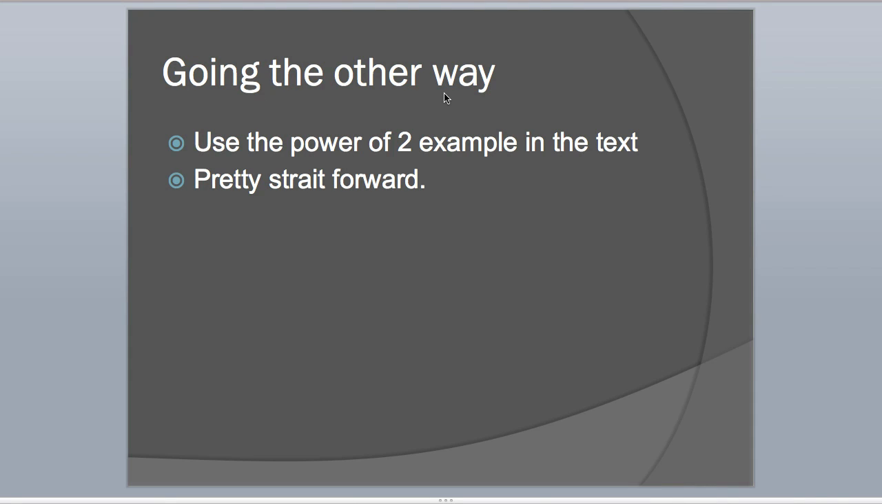Going the other way, if we want to go from binary into decimal, then it's real straightforward. It's real easy. The best way is just to simply use the power of 2 example that you find in the text. It's very straightforward. Shouldn't have any trouble reading that.